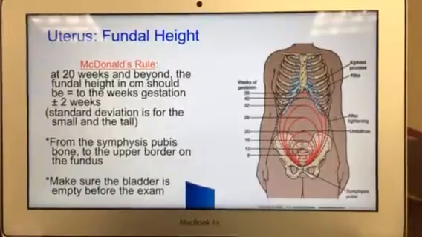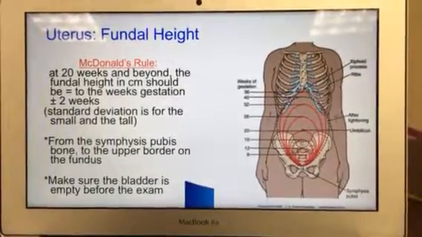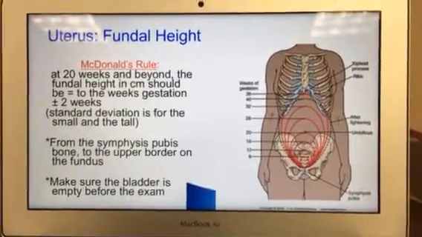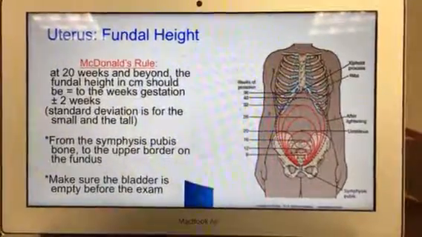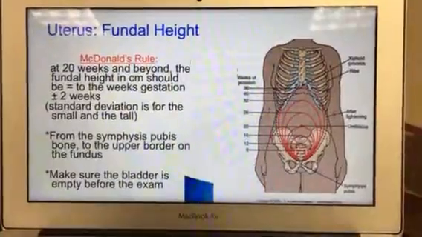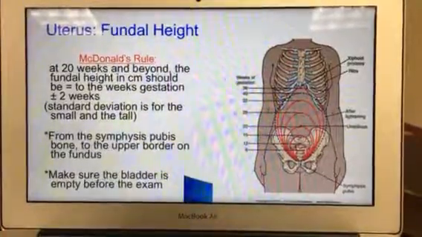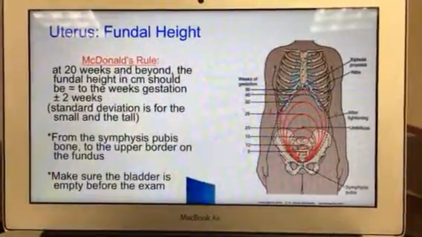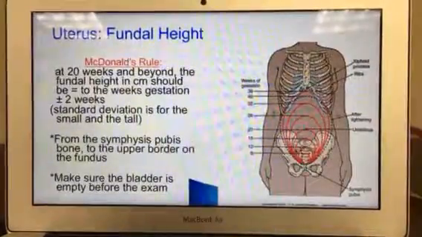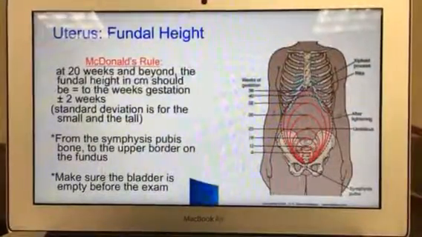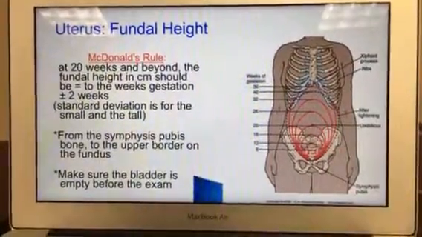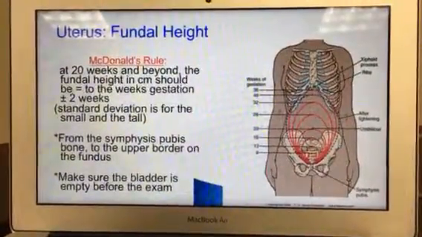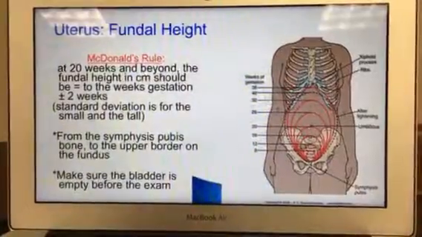So for McDonald's rule, we'll be measuring the height of the fundus. And this is done at 20 weeks and beyond. The fundal height should be equal to the week's gestation, with a standard deviation of plus or minus 2, depending on the stature of the woman. And it's going to be measured from the symphysis pubis bone to the upper border of the fundus.